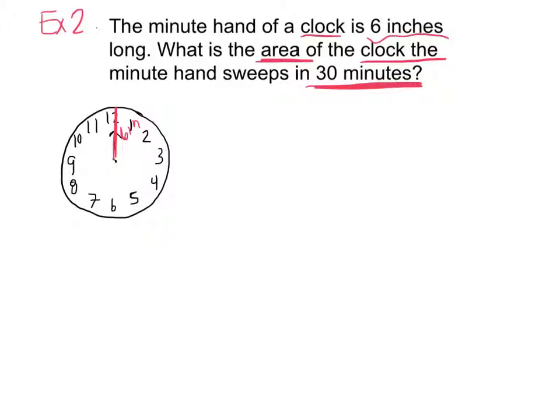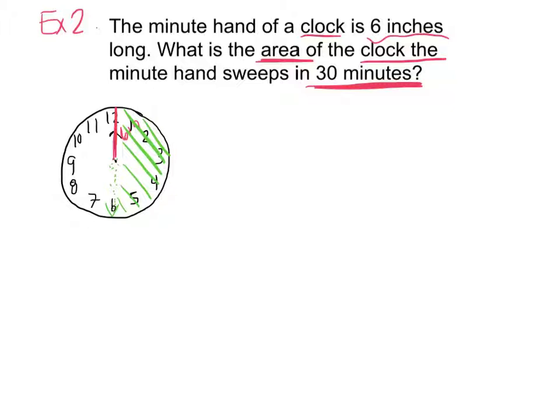So let's imagine what that would look like. So here's my minute hand. If it's going to go 5, 10, 15, 20, 25, 30 minutes, it would travel all the way from here to here. Can you see where that would go? So when they're asking me for the area, they're really asking me for this section of the circle. So, in other words, half of this circle. So now I know what I'm looking for.